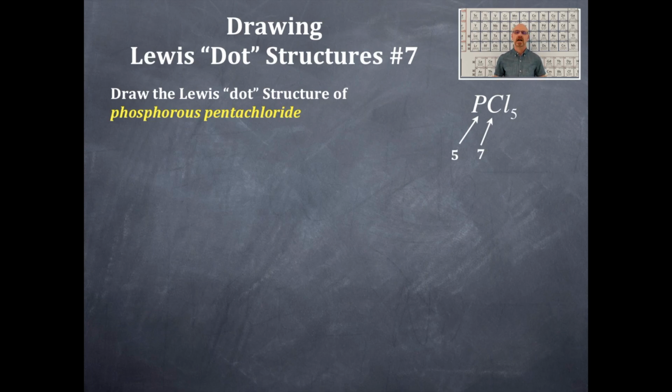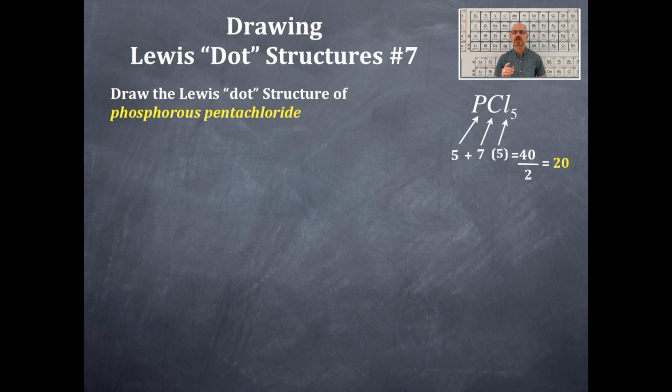And then how many total chlorines in this formula? There are 5. So I'm going to multiply the chlorine, the 7 valence electrons, times 5. And then I'm going to sum these two numbers up, and I'm going to get 40. This is the total number of electrons. And like I have done in all the other videos, I'm going to divide this number by 2 so that I get 20. Now this is 20 pairs of electrons, not 20 electrons, but 20 pairs of electrons. Alright, so now I have the 20 pairs of electrons.